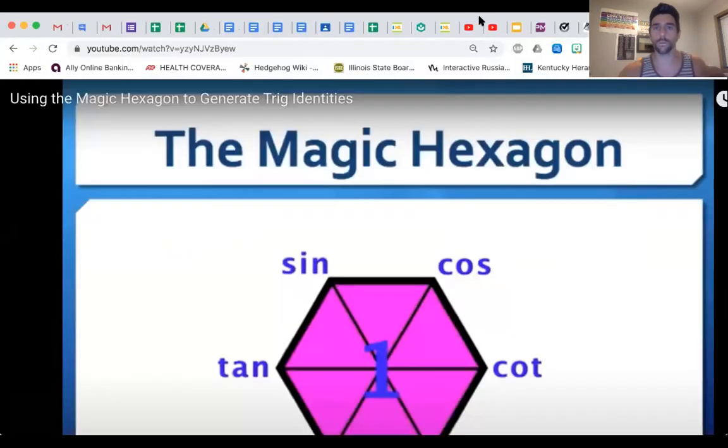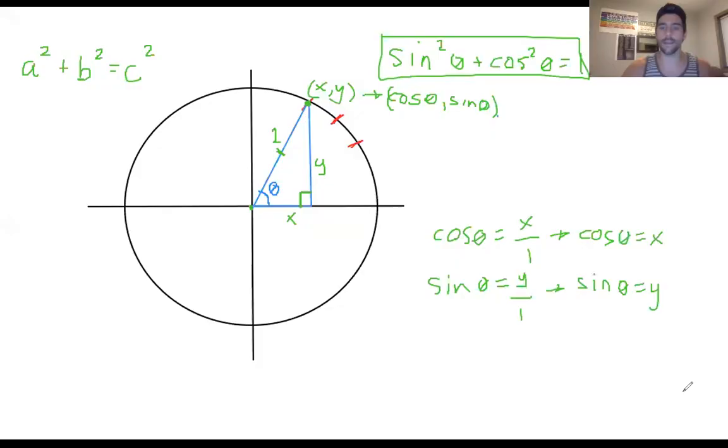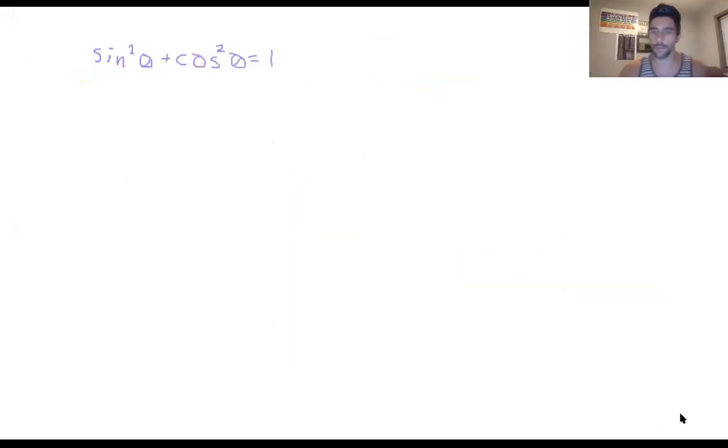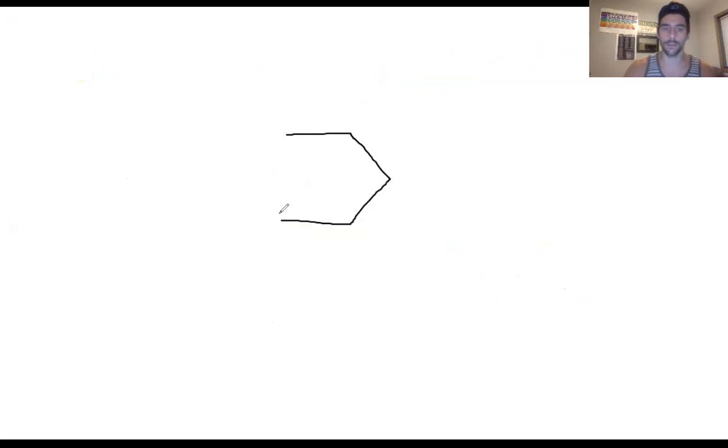So I'll pause for a quick moment. I would definitely practice with me right now. I'm just going to, best I can, draw a magic hexagon. And it's magic in the same way the unit circle is magic. It's just a really clever way to organize information to make it easier to know our trig identities. So I'm going to draw, best I can, a hexagon. The 1 always goes in the middle.